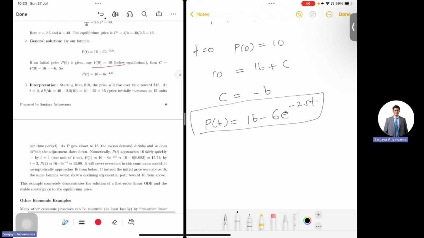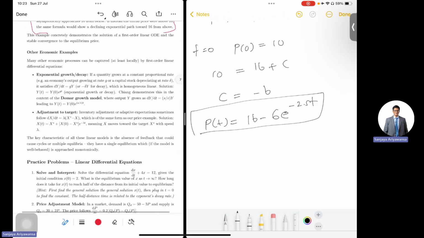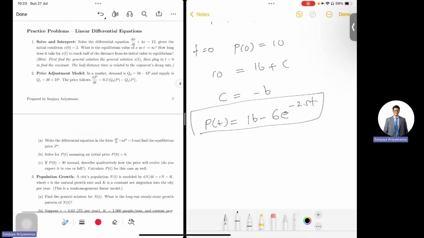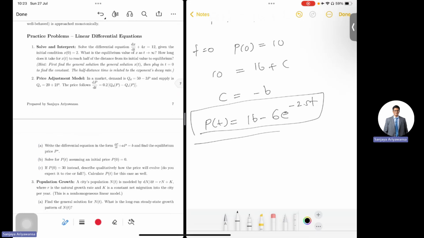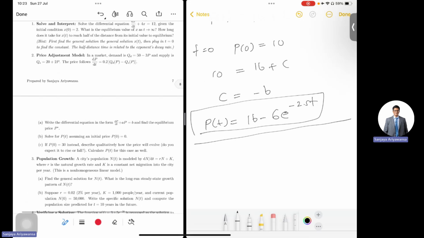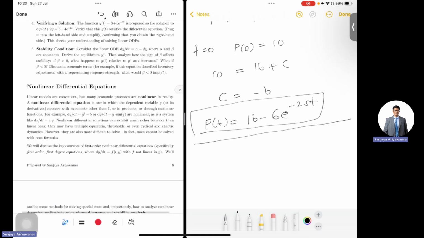So you can just read through your note to check what the different interpretations are. And then I have given other economic examples as well and a few practice problems. I would encourage you to follow through these practice problems, all covering first order linear differential equations, with different problems varying from price adjustment models that we did to population growth models and other models.